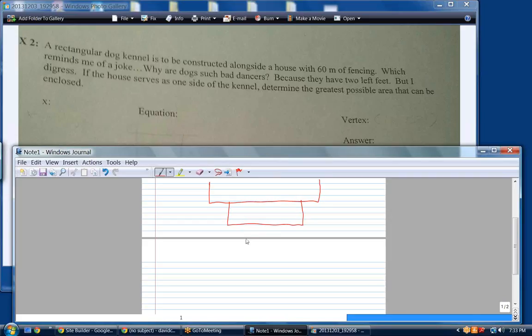You're kidding me, which reminds me of a joke: why dog because they have 2 left feet.